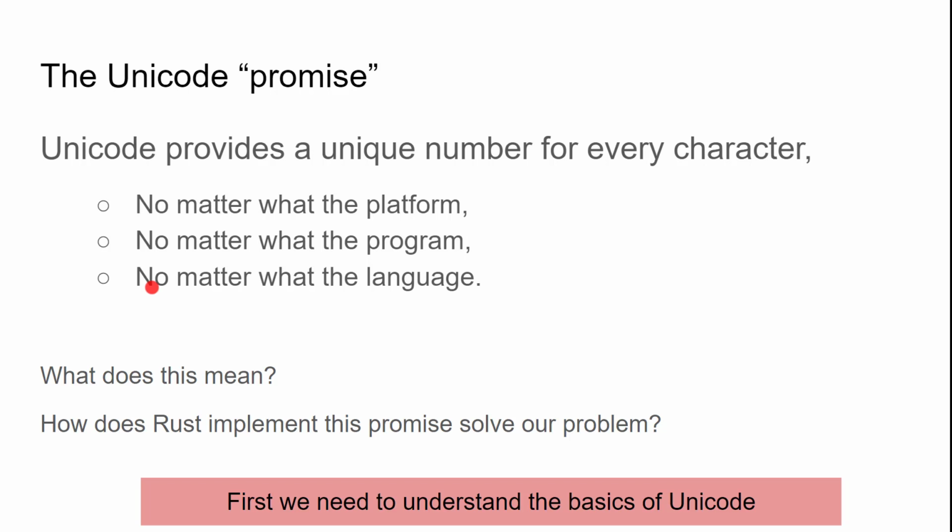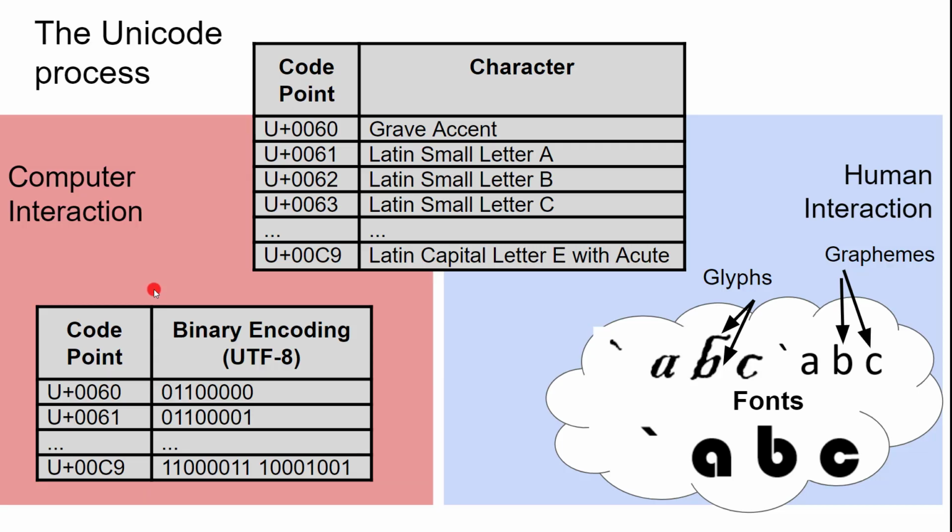Now that's a lot to promise, and we're going to explore the terms of this promise and how Rust implements it. First, we need to understand the basics of Unicode to understand how the terms of this promise are fulfilled. At the heart of Unicode is a table that maps unique numbers called code points to characters, one mapping every row. And what's interesting about this table is the code points are mapped to descriptions of characters. A character in Unicode is an abstract concept, not a graphical image.